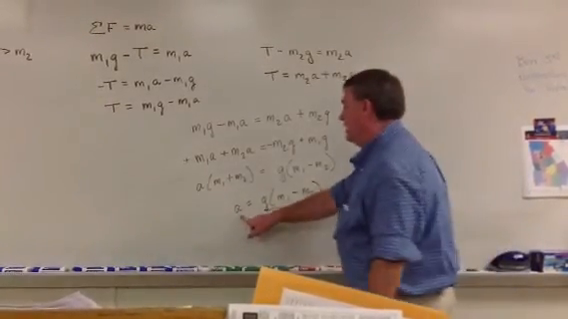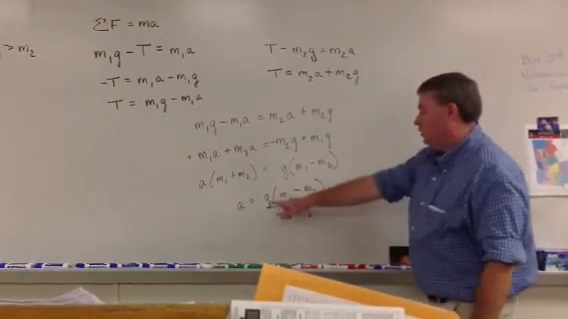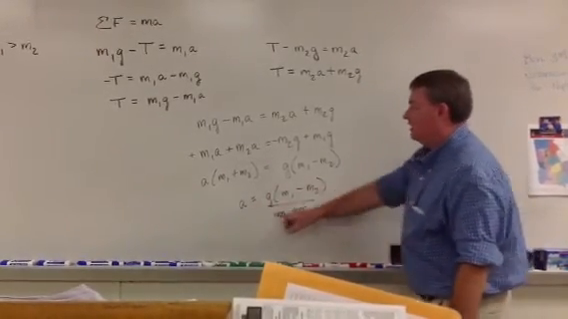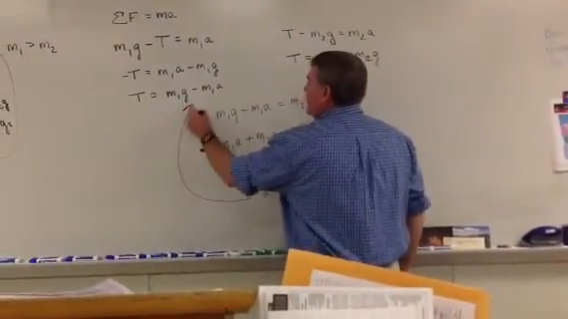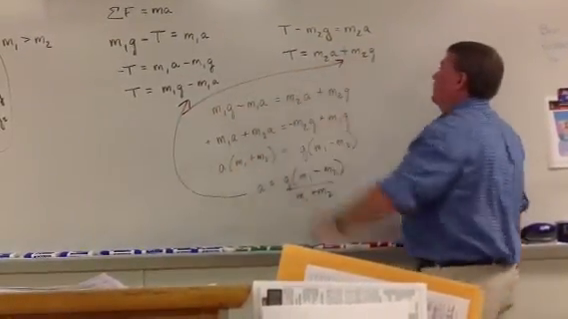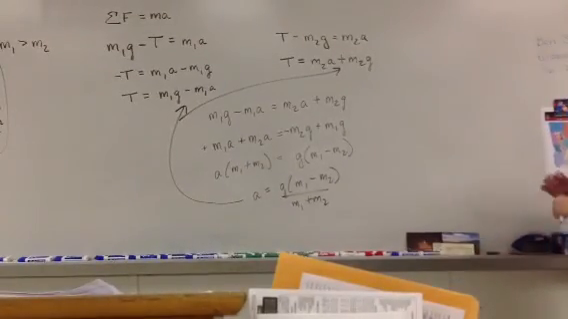And that's acceleration. Now, if you know the masses, you know gravity, you plug this into your calculator, solve for acceleration, and then plug that number back into either of the tension equations in order to solve for tension. And that's the Atwood machine.